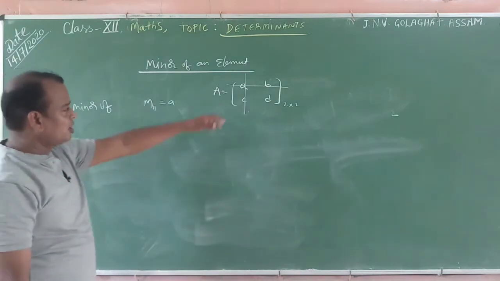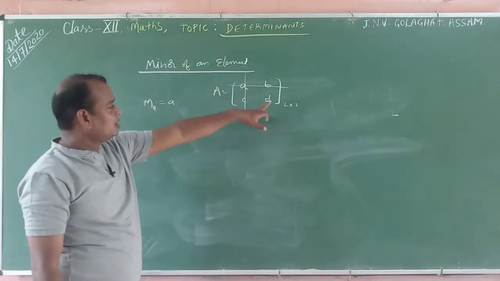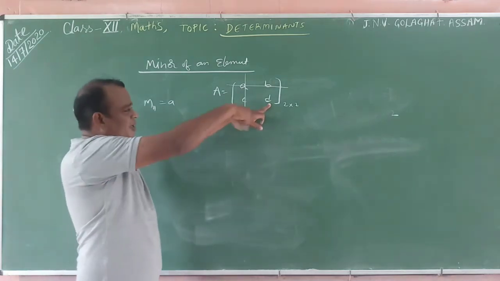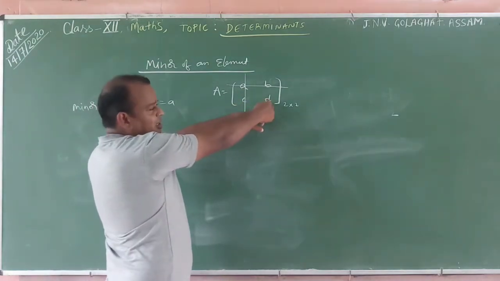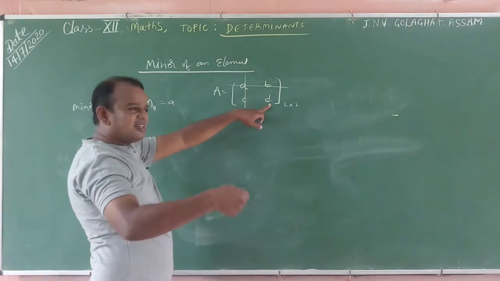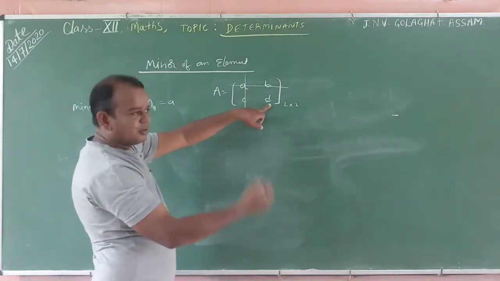We delete the row and column where the element is present. The remaining element is the determinant. This is a 2 by 2 matrix, so only one element remains, and the determinant of that is that one element only.